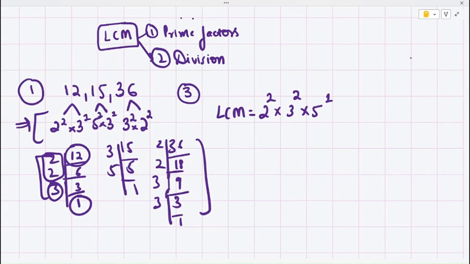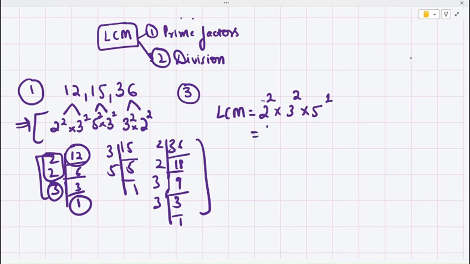अगर 5 raised to the power 3 भी होता किसी भी number में, for example हमारे पास कोई ऐसा number होता, मान लो 125 या कुछ भी, तो फिर हम वहाँ पे 3 लेते. तो we need to take the highest power of the particular prime number, the particular base that we are taking. These are all the bases, right? 2, 3 and 5. And these are the powers.